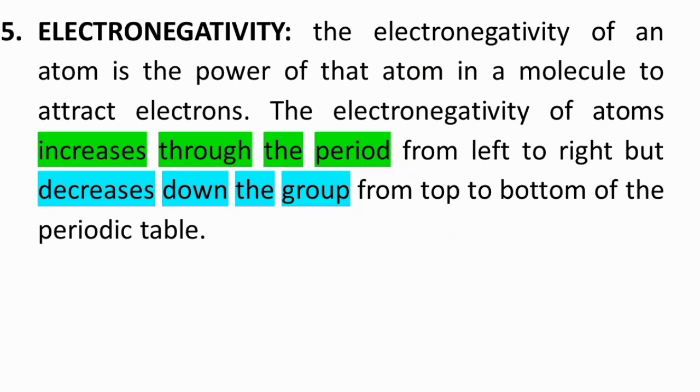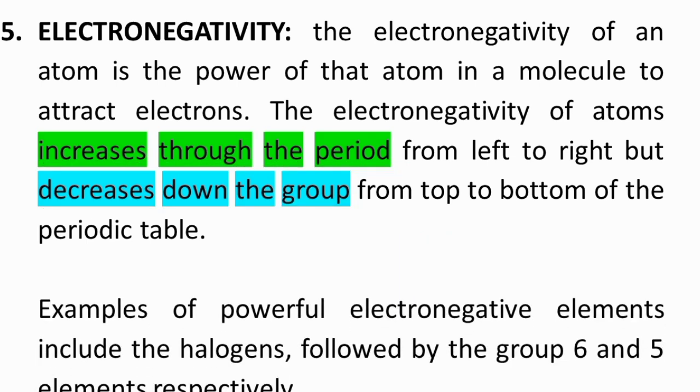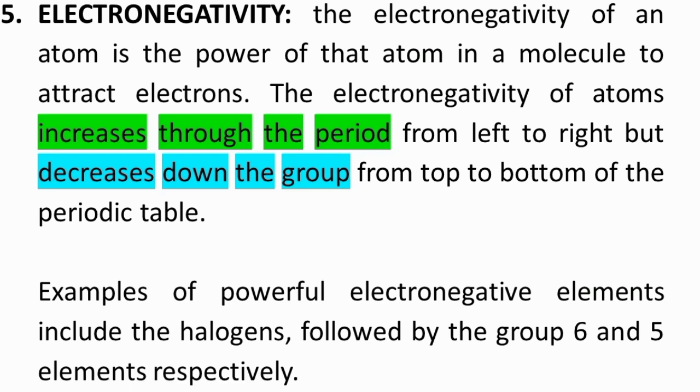Examples of powerfully electronegative elements are elements in group 7, group 6 and group 5. What are they? Electronegative elements, e.g., the halogens. They are elements of group 7, very, very electronegative. Then we have also elements in group 6 that are electronegative, for example oxygen. We also have elements in group 5 that are electronegative, for example nitrogen.